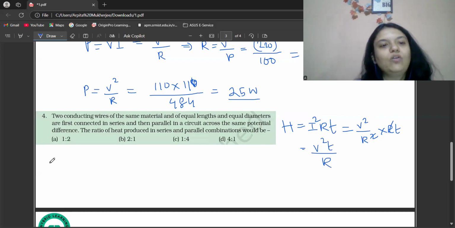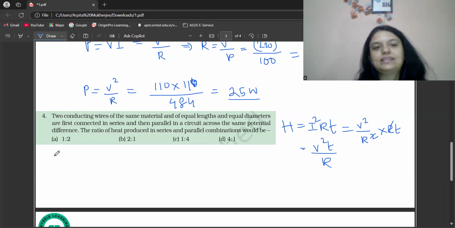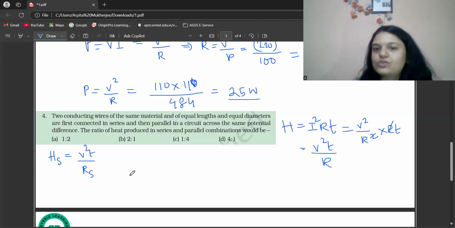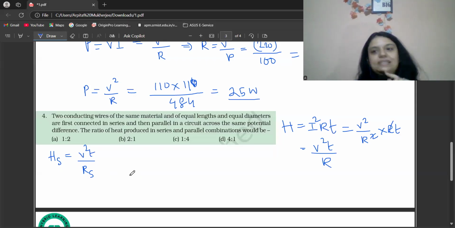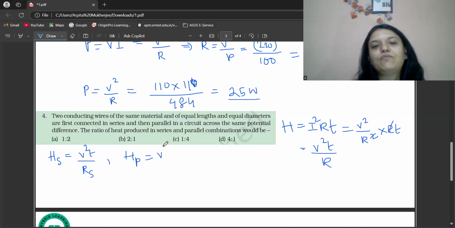Very good. Now I need to find two things. Heat produced in series, let me write that. So that can be written as V square T by RS. Because the potential difference is same, my V will not change. My time is also same, that is also not changing for a particular interval of time. But my resistance is changing, because when we consider the series combination, we'll take RS, and when we consider parallel combination, it will be RP. So this is my HS. And for HP, in the same way, V square T by RP.